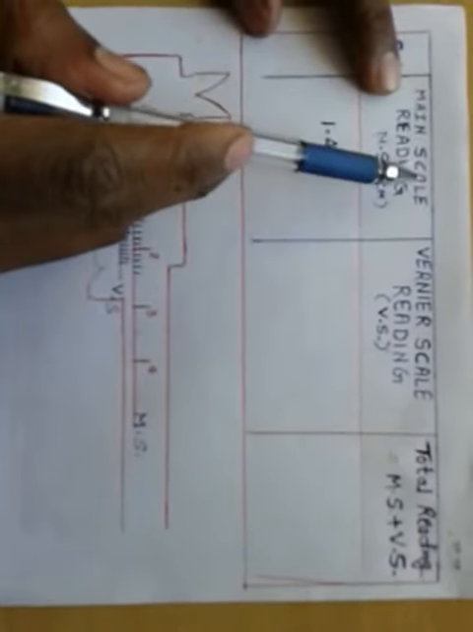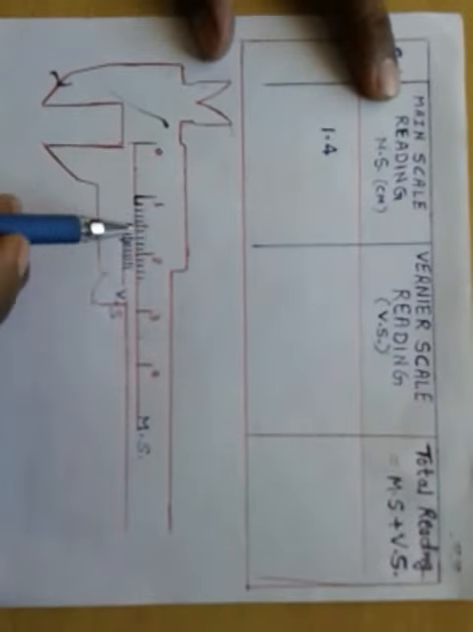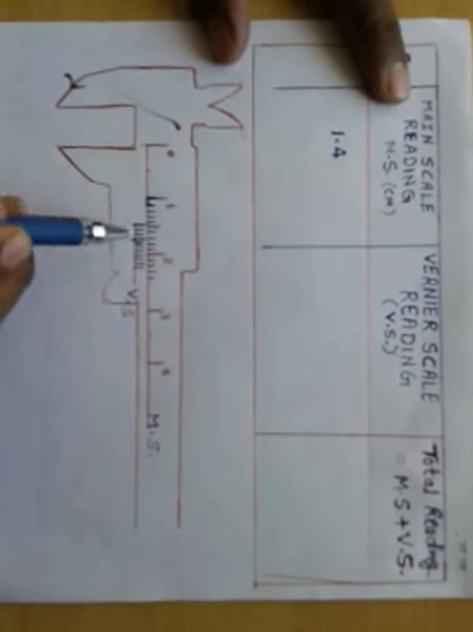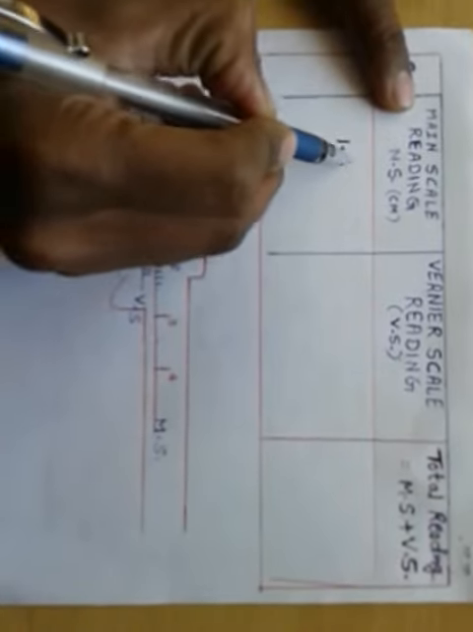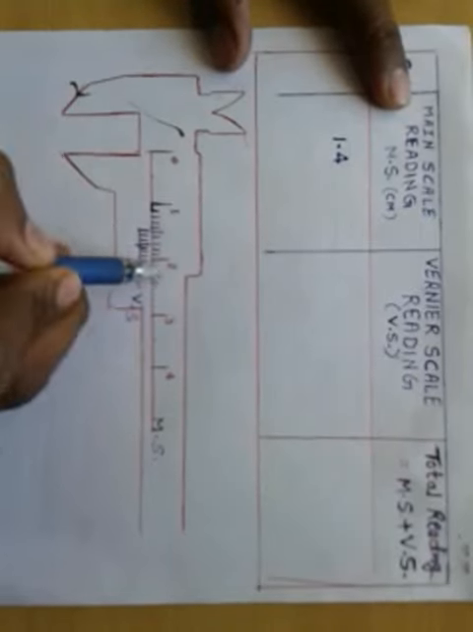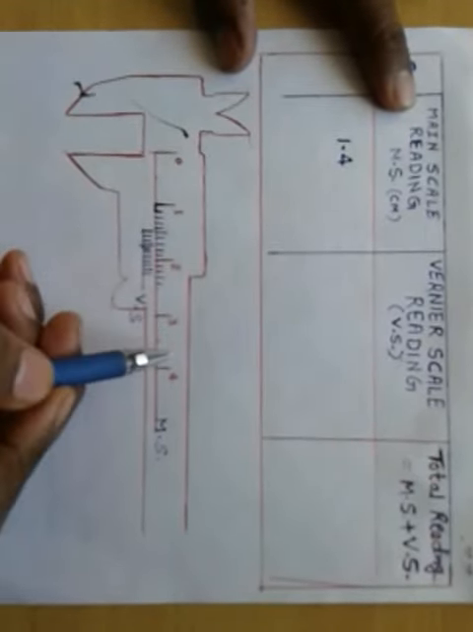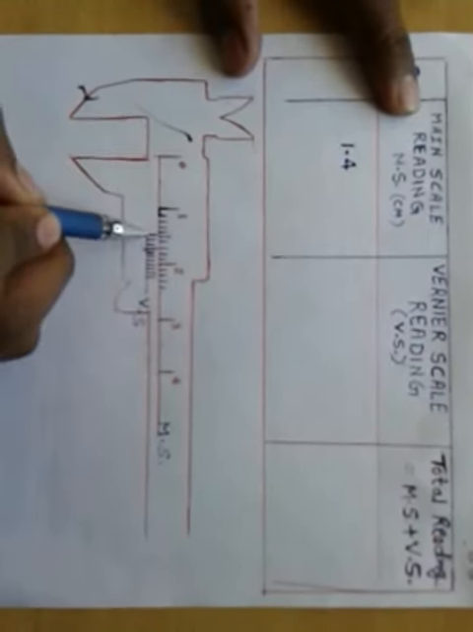Now we need to find the main scale reading. You can see it over here. This is the vernier scale and this is the main scale. The vernier scale zero is approaching up to 1.4, not up to 1.5. Okay, you can see this line. This line is actually approaching 1.4. It may be 2, it may be 3, it may be 3.1. You need to find this line.